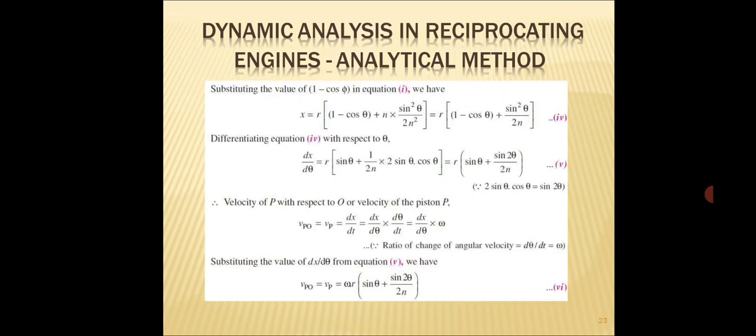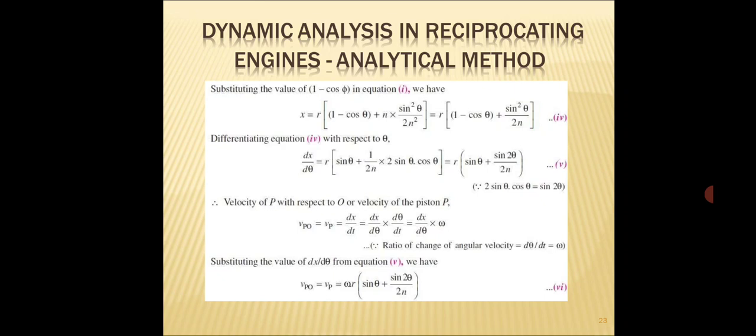So differentiating that fourth equation with respect to theta. With respect to theta, you have to differentiate the above equation. So we are getting the equation r of sin theta plus 1 by 2n into 2 sin theta cos theta. We're getting r into (sin theta plus sin 2 theta divided by 2n), since 2 sin theta cos theta is sin 2 theta. So we're getting the equation of that.